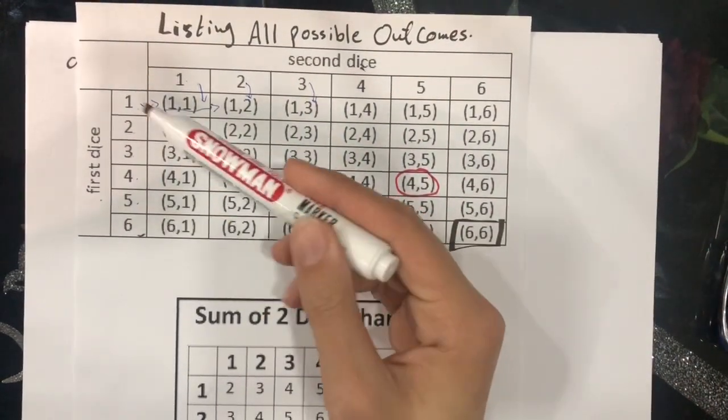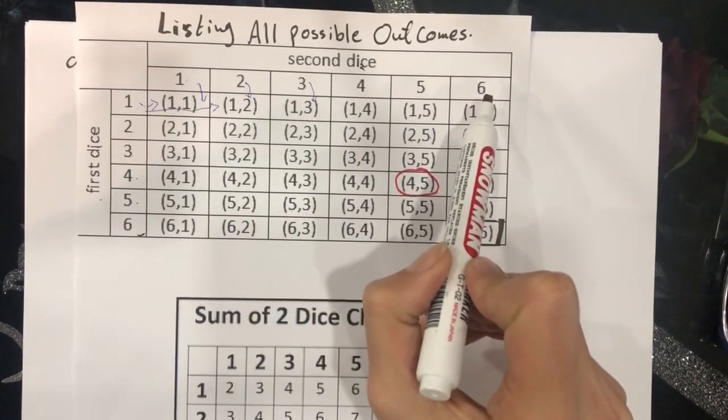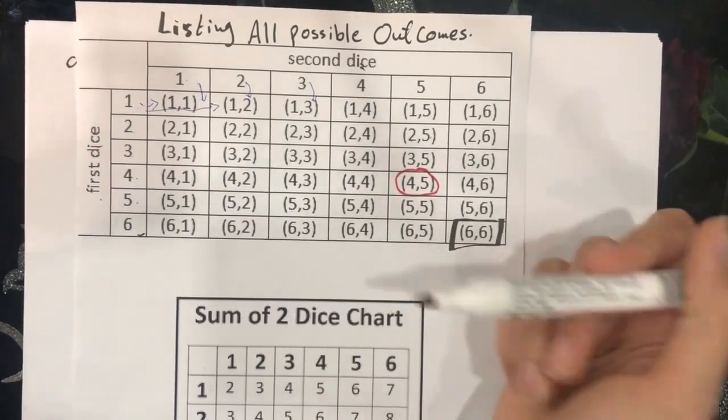Also, a quick way to find the number of all the possible outcomes without having to count them is by saying I have 6 outcomes here and 6 outcomes from the second dice. So 6 times 6 will be 36.